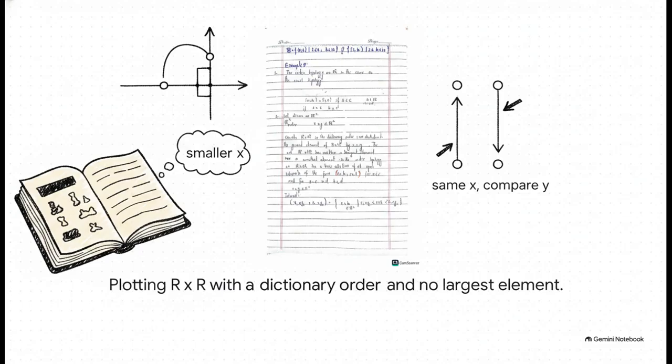The dictionary order in mathematics works exactly the same way. For 2 points on a plane, you check their x-coordinates first. Whoever has the smaller x is less than. If their x-coordinates are completely identical, only then do you look at their y-coordinates to see who is greater.